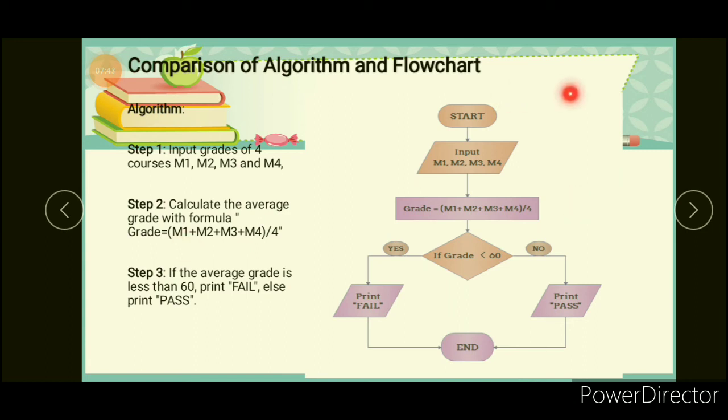Start the process by using start box. Give the input by using input box. Provide the process by using process box. Go for the decision by using decision box. Give the output by using the input output box. Finally end your process. So this was the simple comparison of algorithm and flowchart.